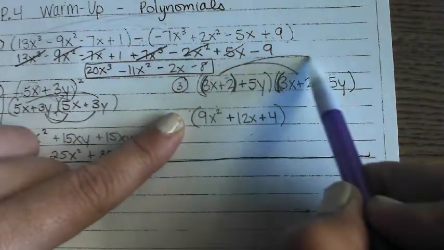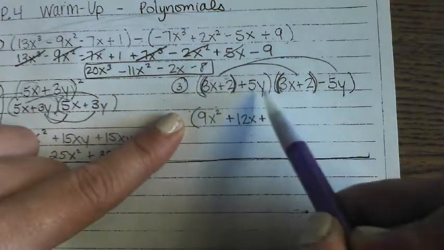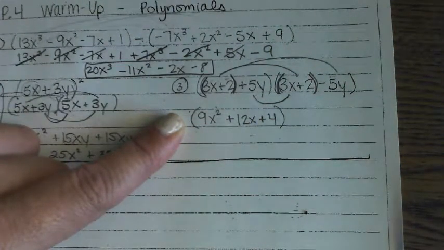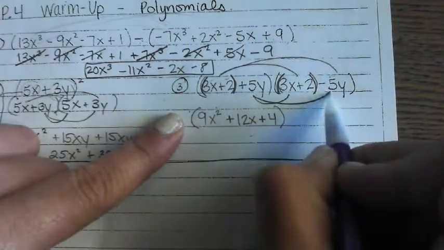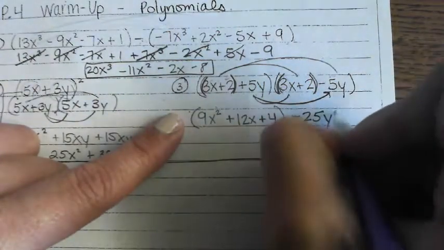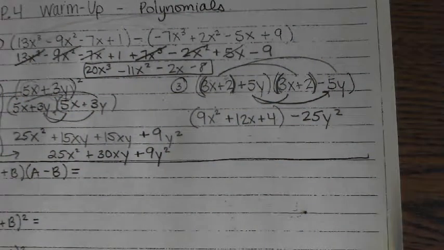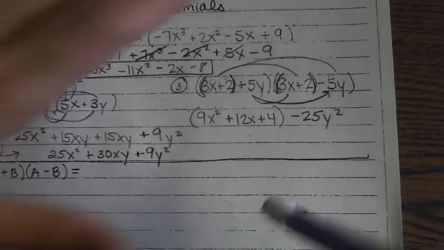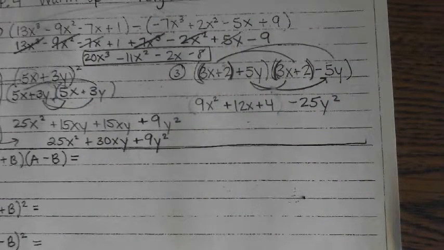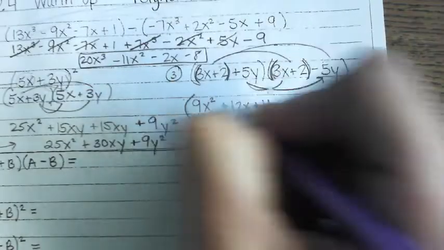Now your outer, the 3x plus 2 times the negative 5y, and your inner, the 3x plus 2 times your positive 5y, are going to cancel, which saves you a lot of time. And then your last, positive 5y times negative 5y, negative 25y squared. And then you're really done. Right? This set of parentheses isn't really doing much, and there's nothing to combine. That set of parentheses was just really for visual purposes. So if you wanted to keep it, you could.